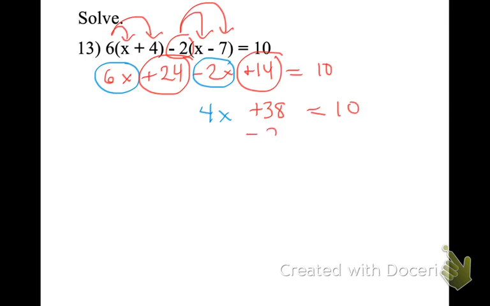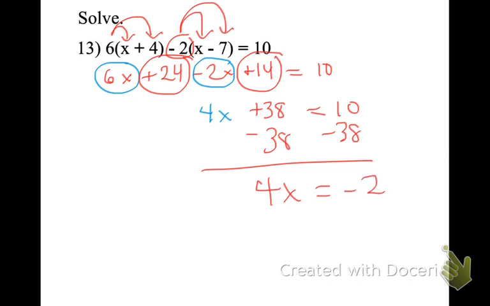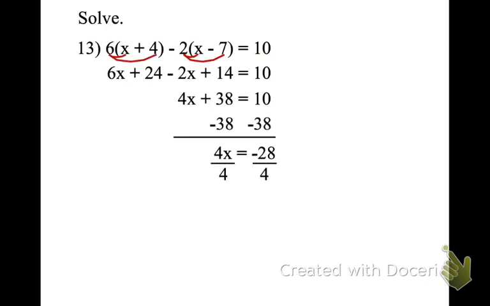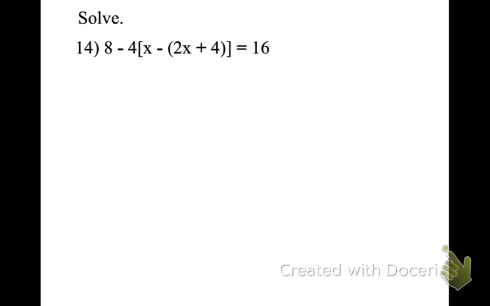Okay, I'm subtracting 38. And we get 4x equals negative 28. I'm dividing both sides by 4. And x equals negative 7. Okay? Okay? Why don't you try the next one on your own?